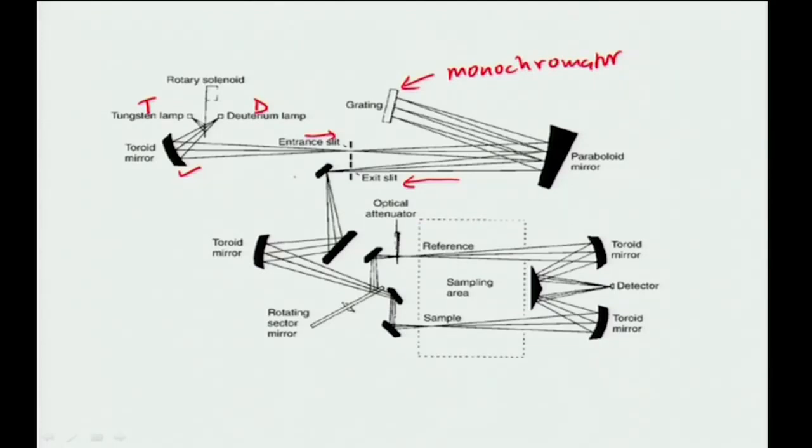Now once you have the exit slit, look at this, your sample is here. This is your sample area. Again you have to guide the light towards the sample area. So after this exit slit, you have another mirror. This is the direction. It comes here, there is a toroid mirror, you have all the other optics, but finally you have a reference beam and a sample beam. So two beams are coming out, and then you have a detector.